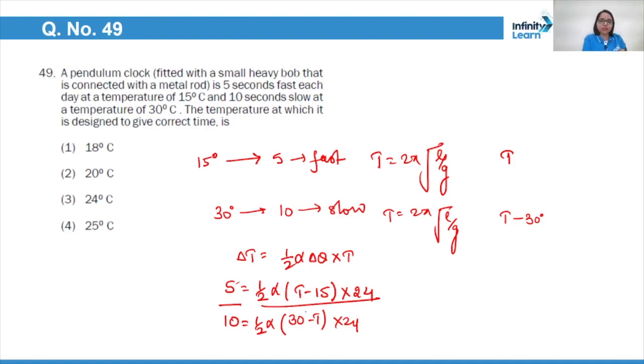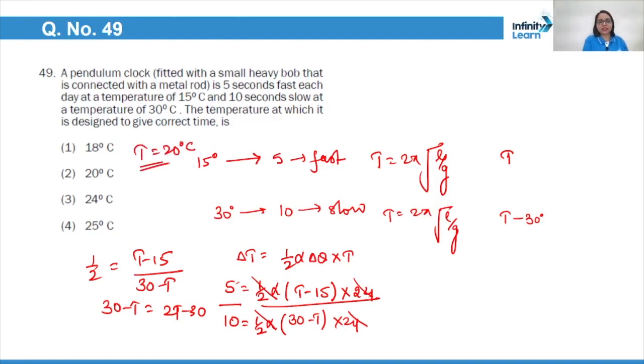T is 24 hours because it is given in a day, right? Alpha is the coefficient of linear expansion. So this will cancel, this will cancel. So we have 1 by 2 is equal to T minus 15 upon 30 minus T. So 30 minus T is equal to 2T minus 30. So 3T is equal to 60 and T is equal to 20 degrees Celsius. So it is designed to give correct time at 20 degrees Celsius, which is option 2.